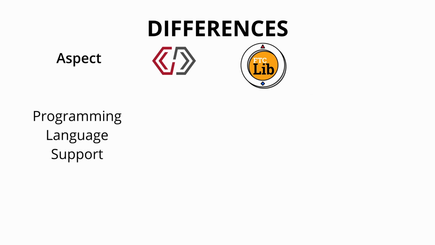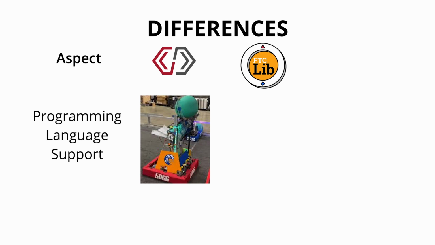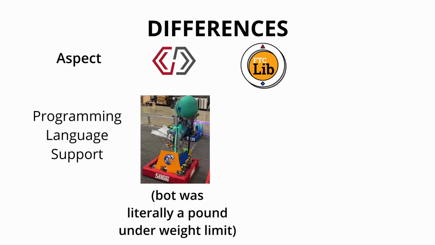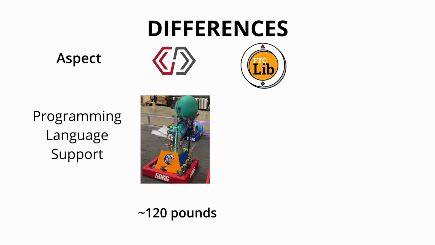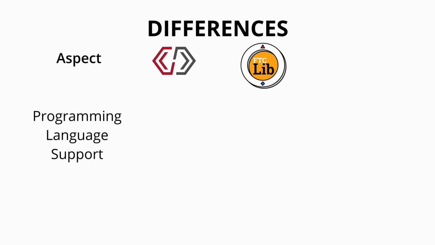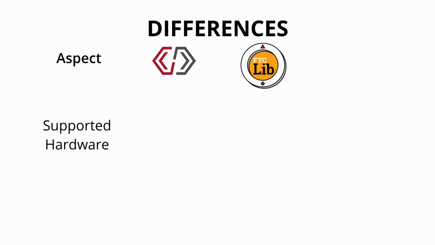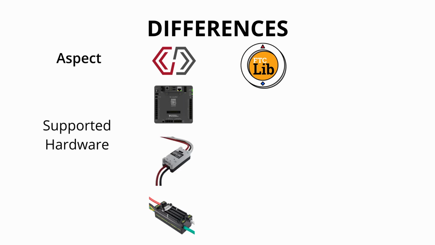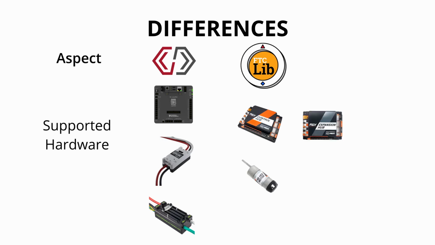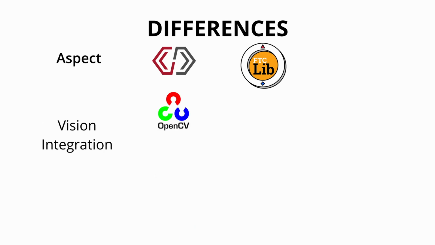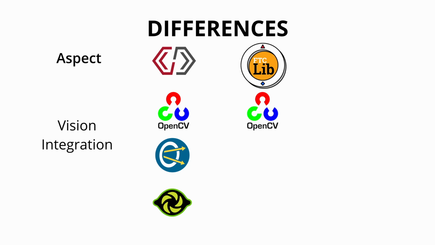period. Some differences are WPILib is controlling robots that are very heavy, around 120 pounds, and FTCLib is controlling smaller robots. WPILib supports Java, C++, and Python, but FTCLib is more for Java and Kotlin. WPILib is designed for RoboRIO and CAN-based motor controllers, while FTCLib is designed for control and expansion hubs, REV motors, etc. WPILib supports OpenCV, PhotonVision, and Limelight, while FTCLib uses OpenCV and EasyOpenCV.